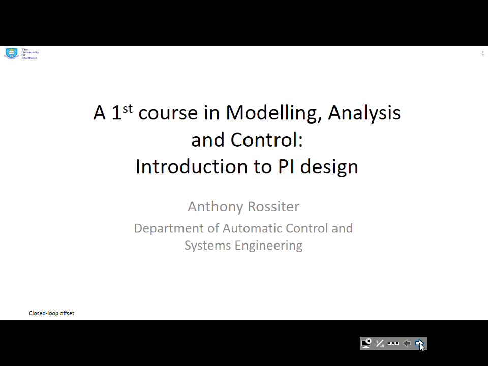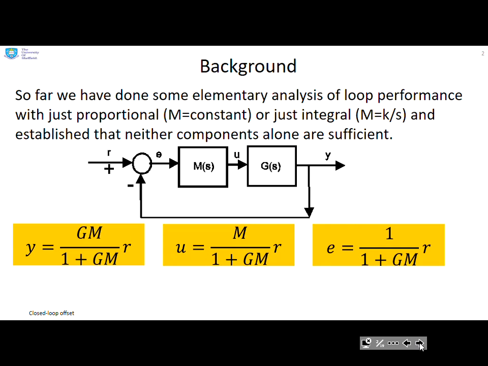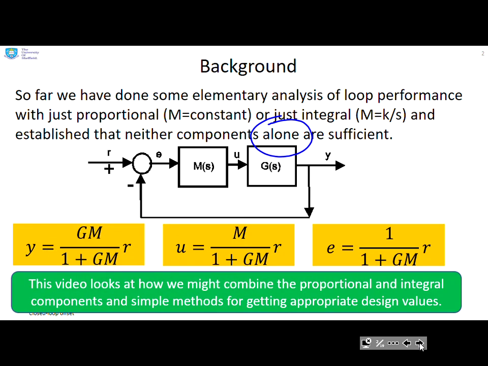This video is part of the series on a first course in modelling analysis and control, and here we focus on an introduction to PI design. So far then, we've done some elementary analysis of loop performance with just proportional or just integral compensators, and we've established that neither component, if used alone, is sufficient. So this video is going to look at how we might combine the proportional and integral components and simple methods for getting appropriate design values.